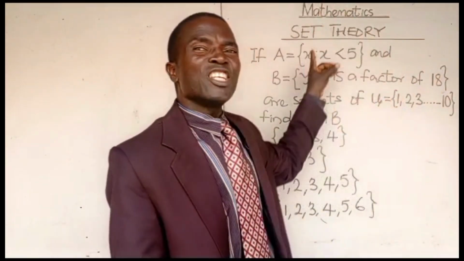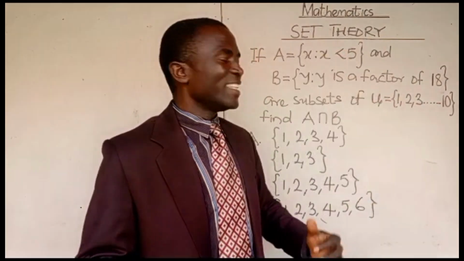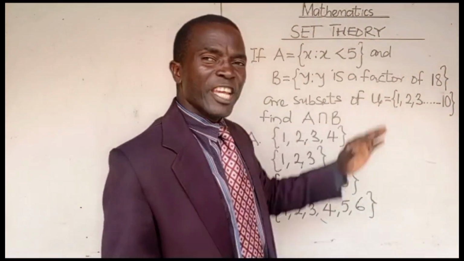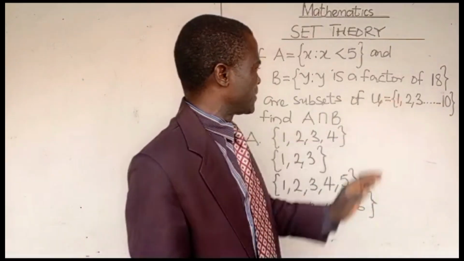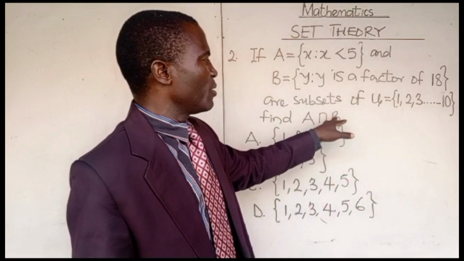There is no way a child will grow more than the capacity of the mother. So it has to be within the ability of the mother. Now we are asked to find A intersection B.